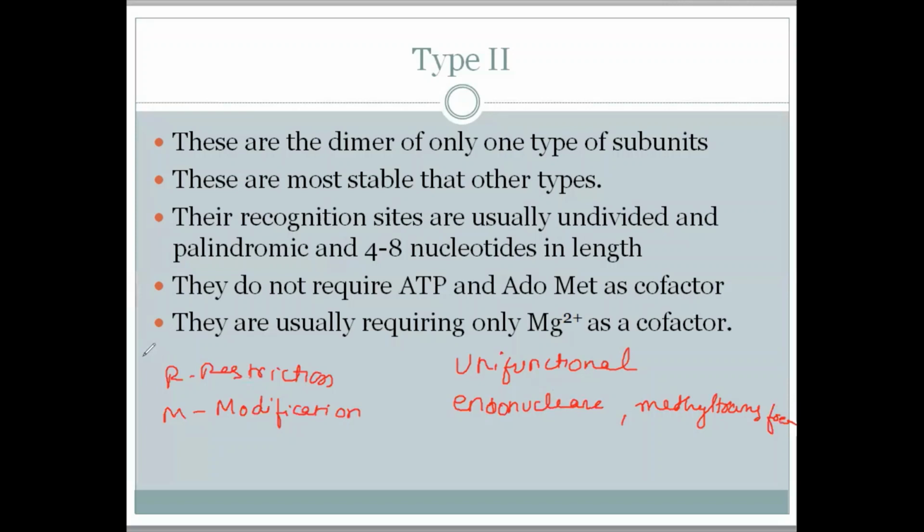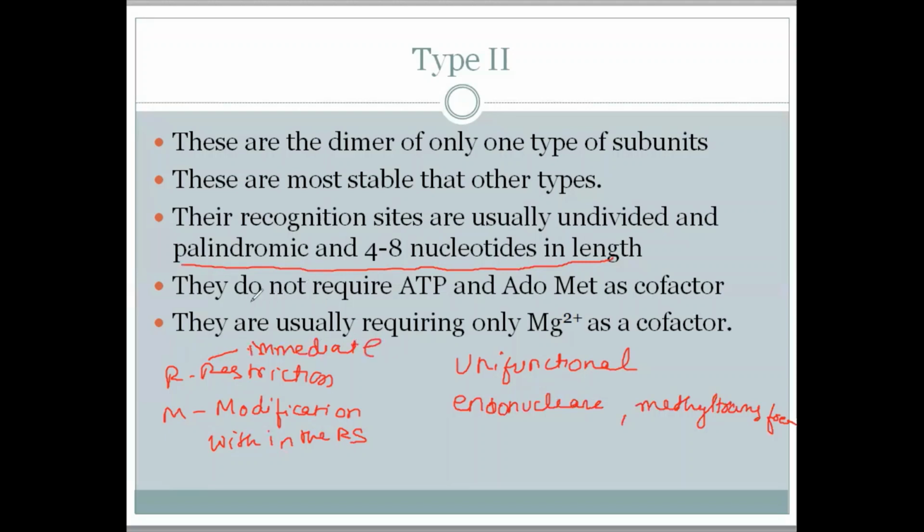Now, the recognition sites of the type 2 restriction enzymes are palindromic and 4 to 8 nucleotides in length. Methylation or modification occurs within the restriction site. But restriction or cleavage occurs within or near the restriction site, in the immediate vicinity.